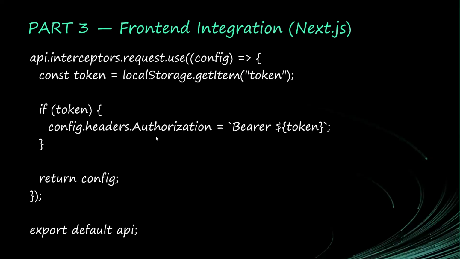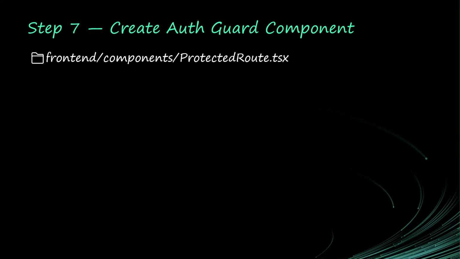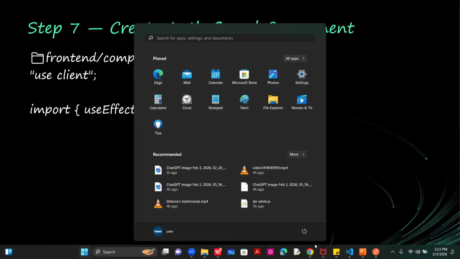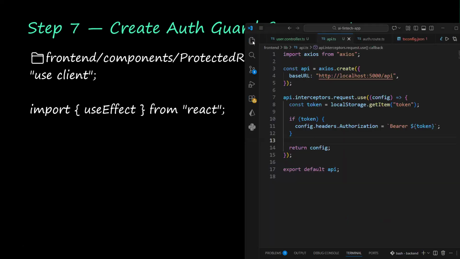Yeah. So the next thing now is let us now create. Now we have created our Axios API, but I mentioned that we are going to be protecting our dashboard. So let us create a protected component. Now this has to do with React. The code you're going to see now is React code. Okay. So I will go to my front end folder.